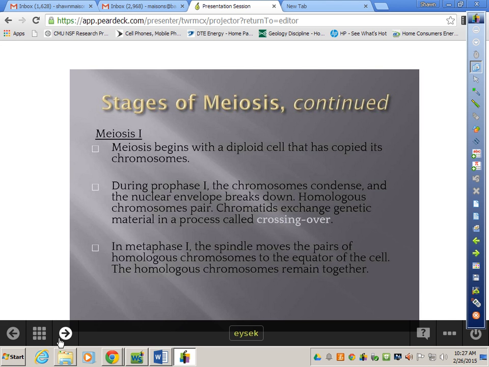So in anaphase 1, we know after metaphase it is always anaphase, A for apart, right? The homologous chromosomes separate and the spindle fibers pull those chromosomes of each pair to opposite poles of the cell, but the chromatids do not separate. We keep the chromatids together. Each chromosome is still made of 2 chromatids, and the genetic material has been recombined. So let's take a look at that. Let's go back to our drawing board.